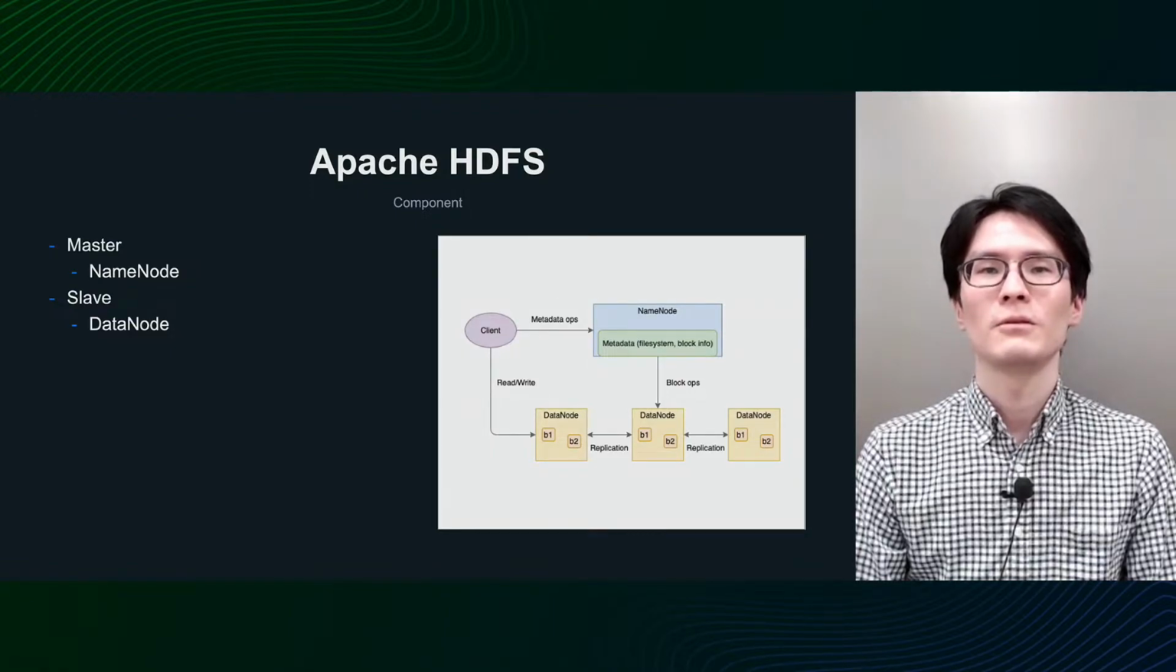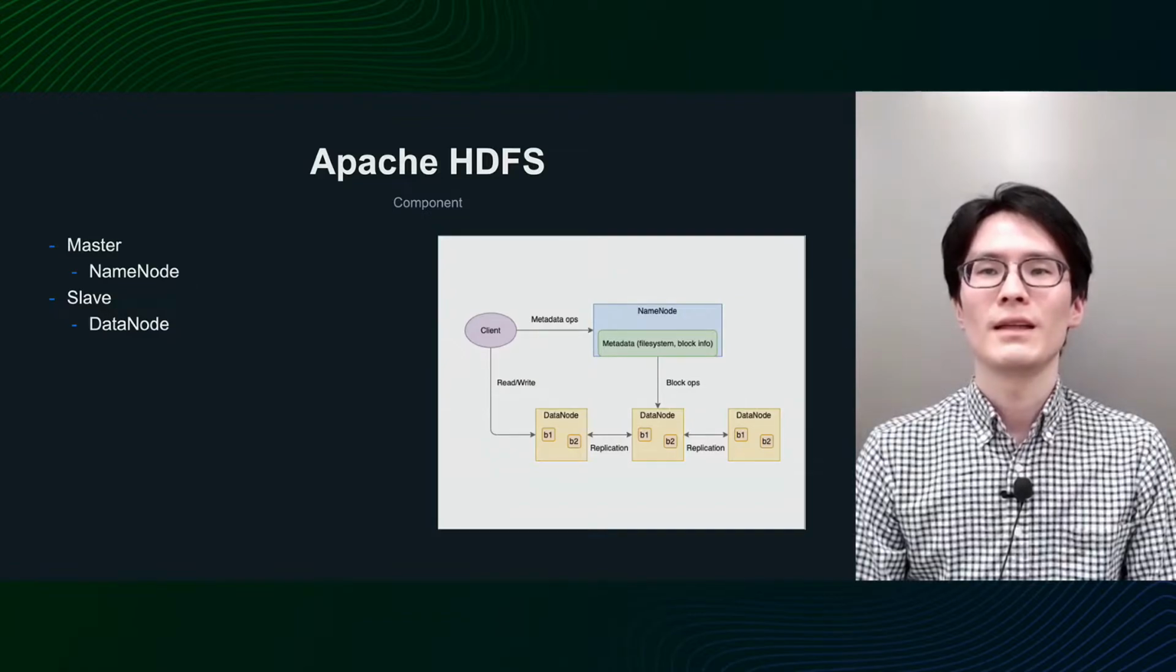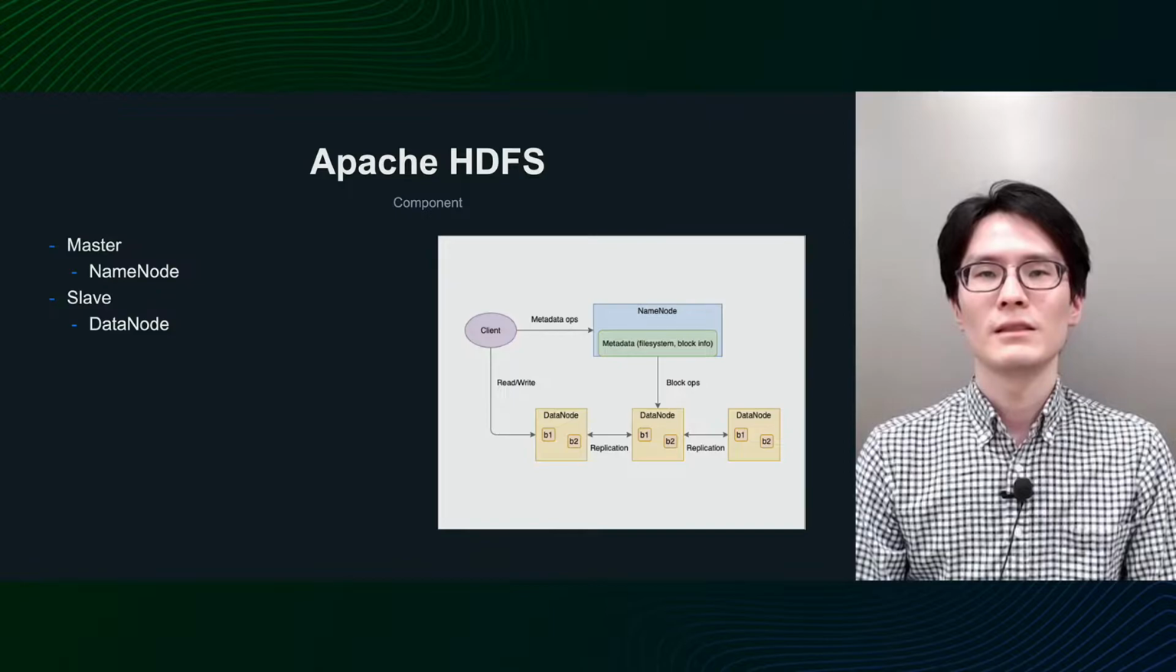HDFS consists of two components, the name node as master and the data node as slave. The name node manages metadata such as the file system and memory. Files are divided into blocks and stored across multiple data nodes. When reading data, for example, the client asks the name node in which data node the data is stored, and then reads the data directly from the corresponding data node. Similarly, when writing data, the client writes directly to the data node, but the data node replicates the block to multiple data nodes to achieve fault tolerance.